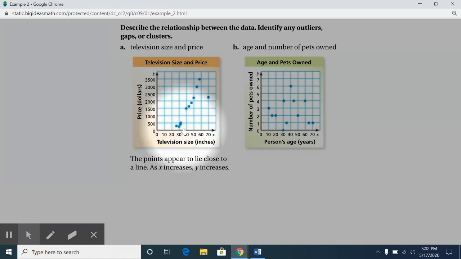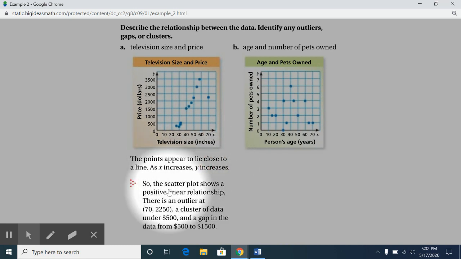So let's see what the book says. It says the points appear to lie close to a line. Okay, so these points here look sort of like a line. So as x increases, y increases. So the scatter plot shows a positive linear relationship. That's the first part we talked about. Now they're identifying there's an outlier at 70 and 2250, which is this point that we talked about earlier. Okay. There's a cluster of data under the $500. All right, so under the $500, this area we talked about is a cluster, and there's a gap in the data from 500 to 1500. So again, from here to here, there's a gap.